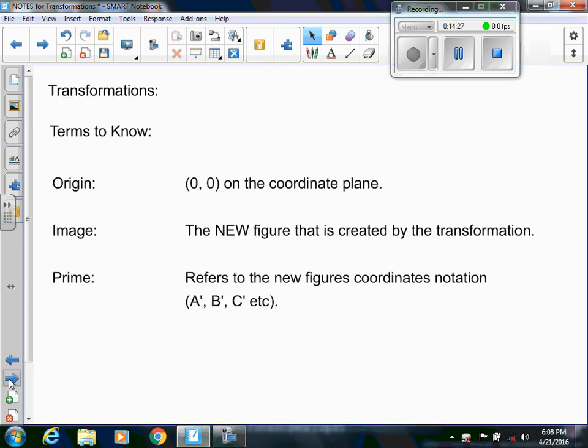Okay, the last thing you just need to know, a couple terms here, and we've talked about it a couple times. It's just to remind you what they mean. Origin is 0, 0 on our coordinate plane. Image is the new figure that is created by the transformation. And prime refers to the way that we notate the new coordinates. So A prime, B prime, C prime. All right, those are our notes for today.